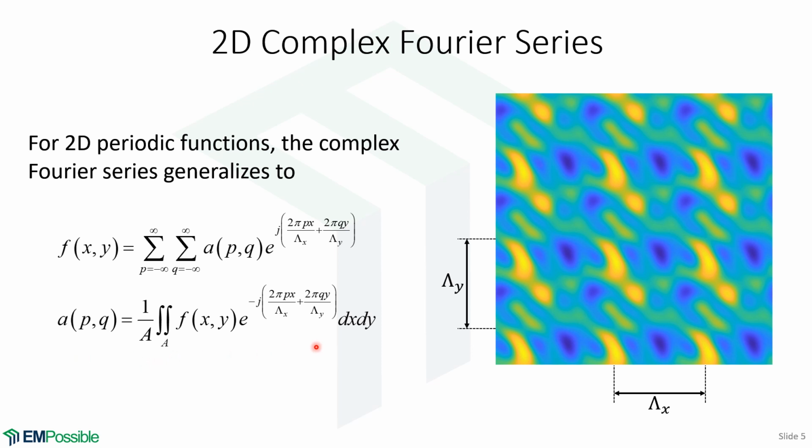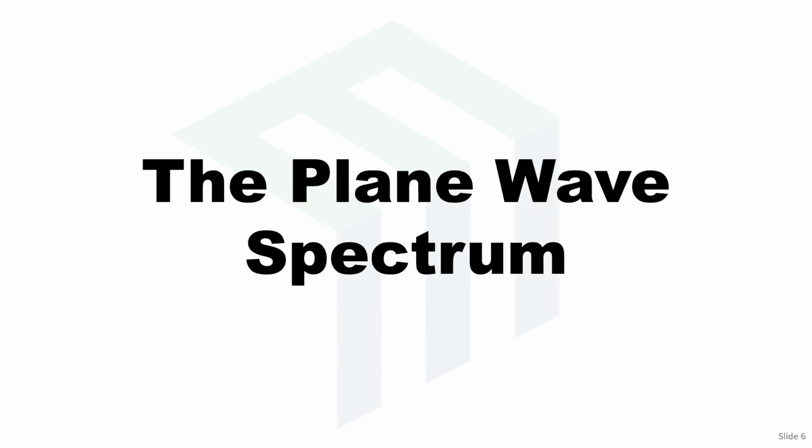And then we have another integral for calculating our amplitude coefficients. So now we're decomposing two-dimensional functions into a set of, instead of one-dimensional sine waves, what are sort of planar gratings or sine waves. But if we add all of them up, multiplied by those amplitudes, we get our two-dimensional periodic function back. The plane wave spectrum.